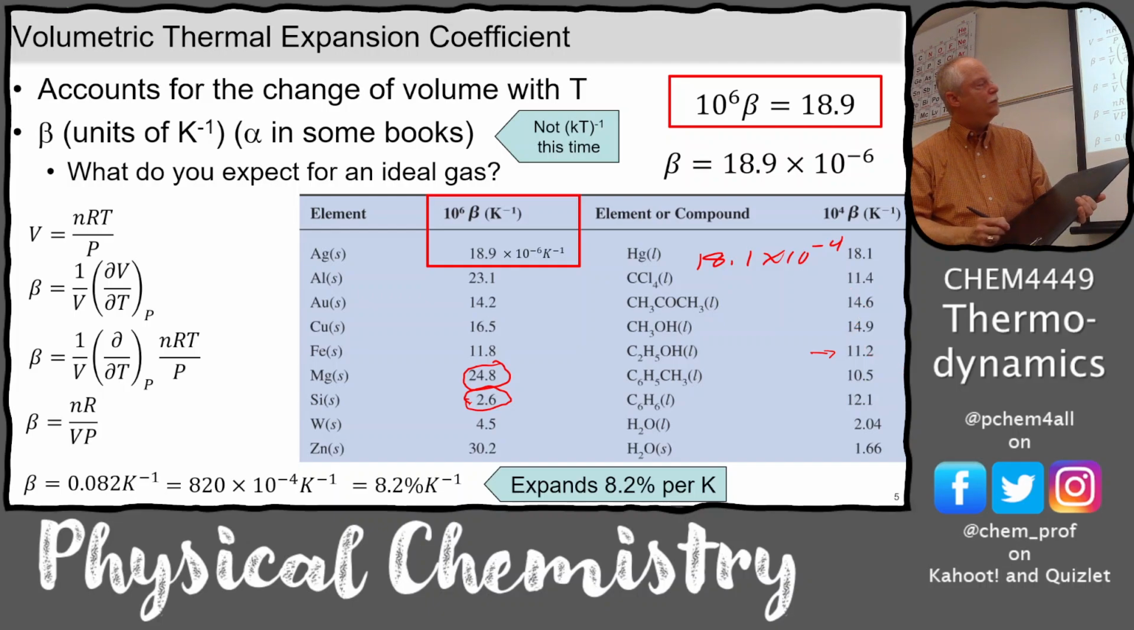And here's water. Water would not make a very good thermometer compared to mercury, 2.04. Now, it looks like the solid expands quite a bit. This is 1.6 times 10 to the minus 4 compared to these solids over here.